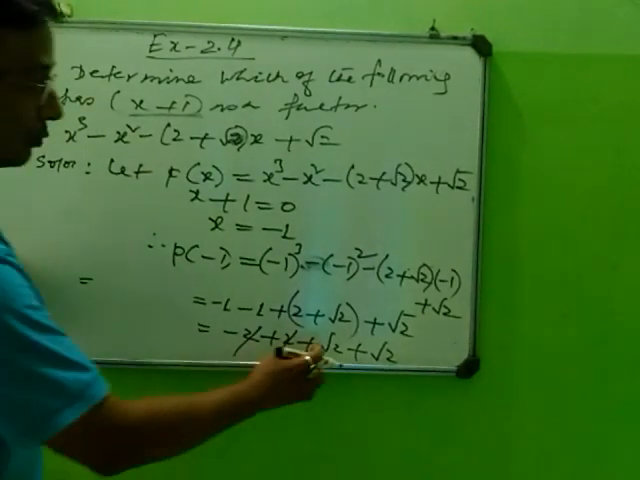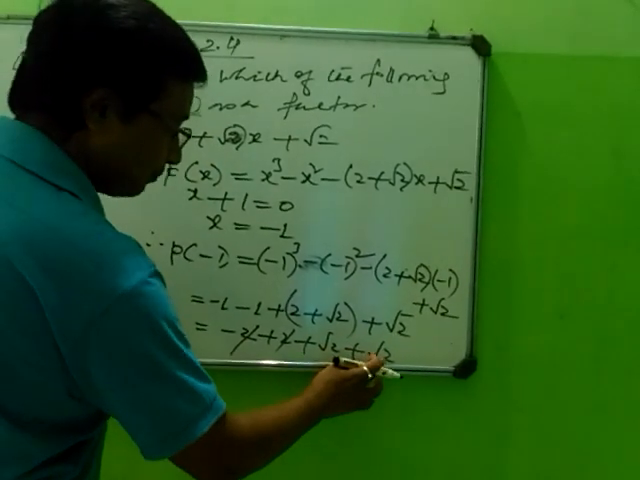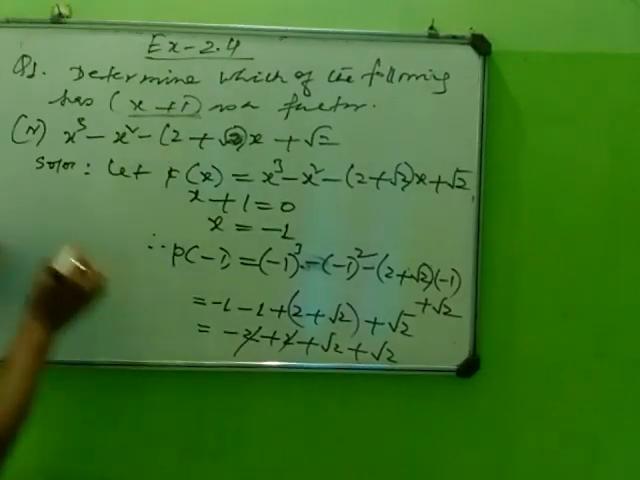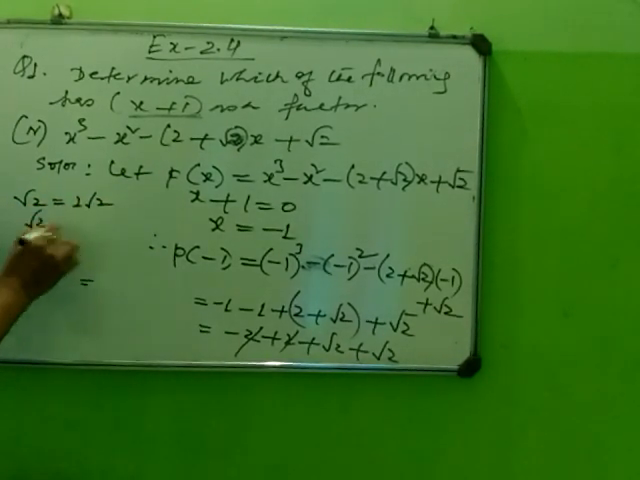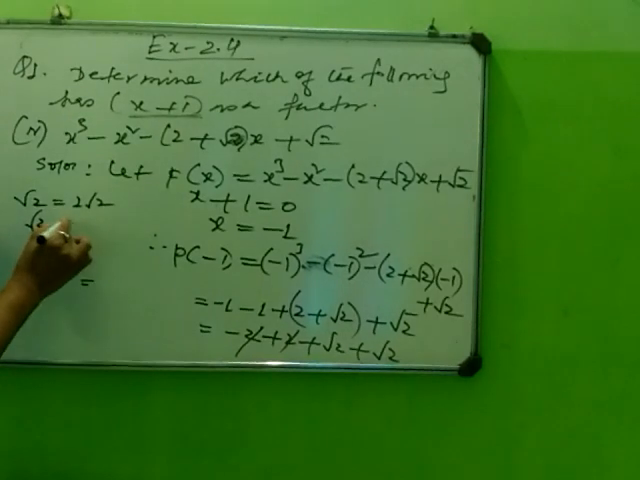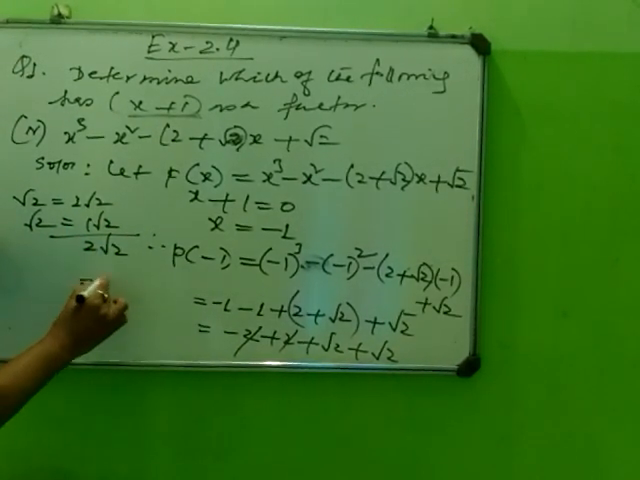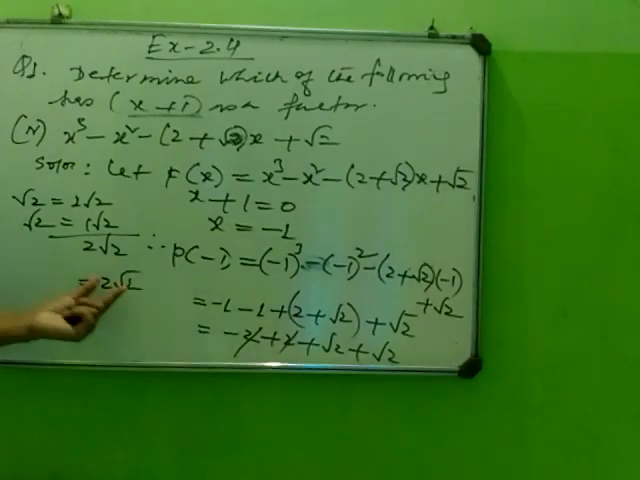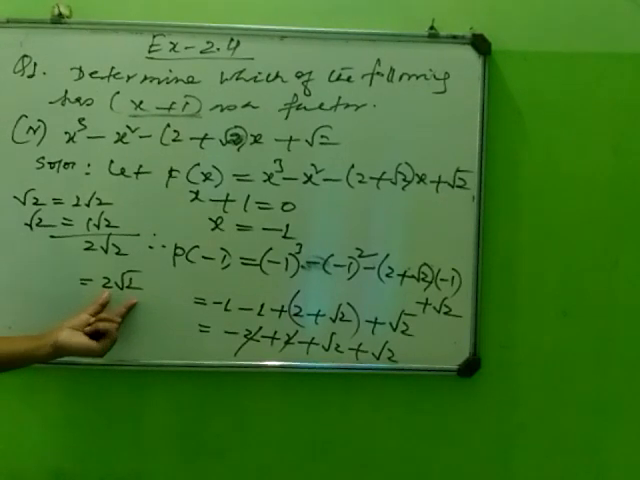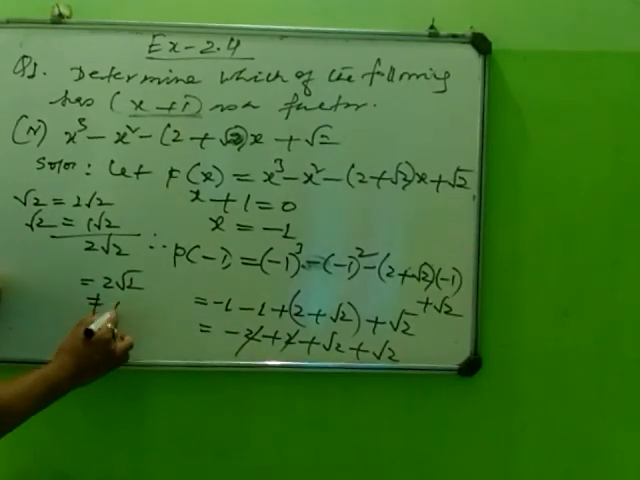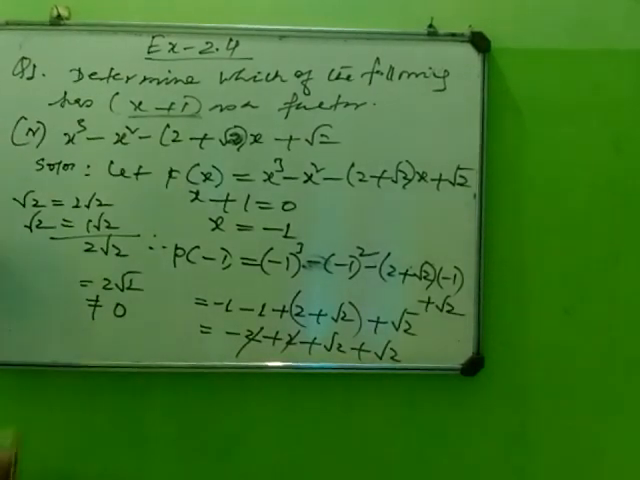Now these are the two like terms because they are the same, root 2, root 2. If you add these two, how much you will get? Root 2 means 1 root 2, another root 2. Add it. You will get twice root 2. So you did not get the remainder 0. This one is called remainder. Remainder is not equal to 0. Therefore, x plus 1 is not the factor of p of x.